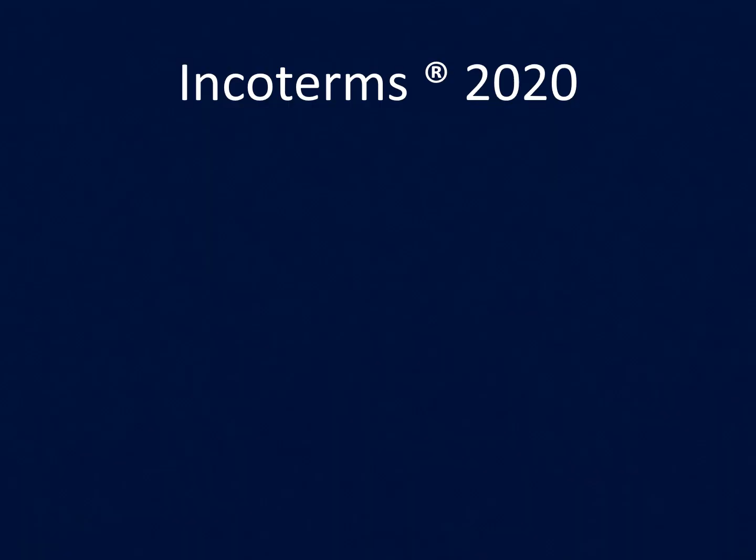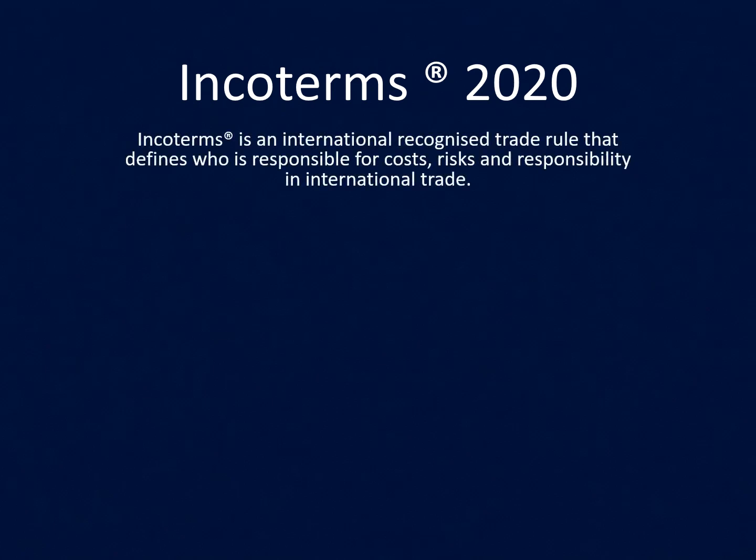So what are Incoterms? Incoterms are an internationally recognised trade rule that defines who is responsible for costs, risks and responsibility in international trade. Incoterms are published every 10 years. 2020 is the latest version. So at the time of recording this, the next version will be 2030.